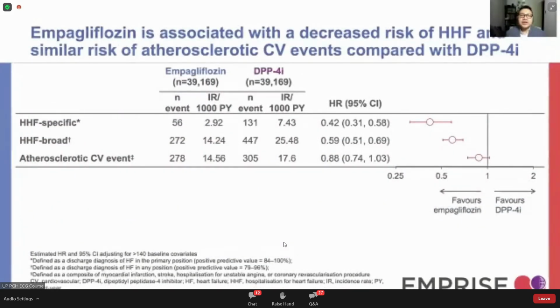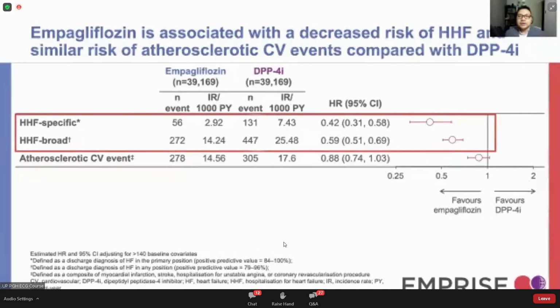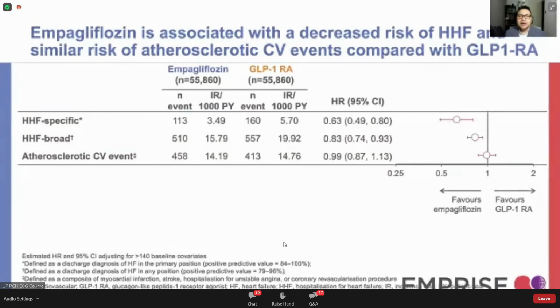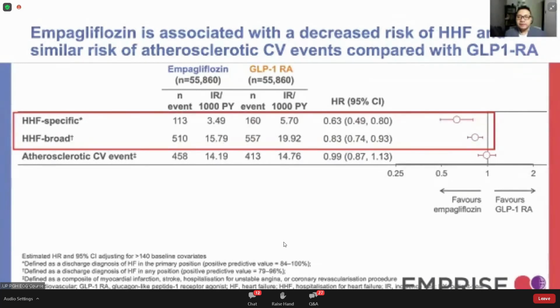So this study compared empagliflozin and a DPP-4 inhibitor, and you would see that hospitalization for heart failure was significantly reduced with the use of empagliflozin. And another drug that is being compared to this drug is your GLP-1RA. And again, it has shown significant reduction of hospitalization for heart failure and a neutral effect on atherosclerotic cardiovascular events when given empagliflozin or a GLP-1RA.